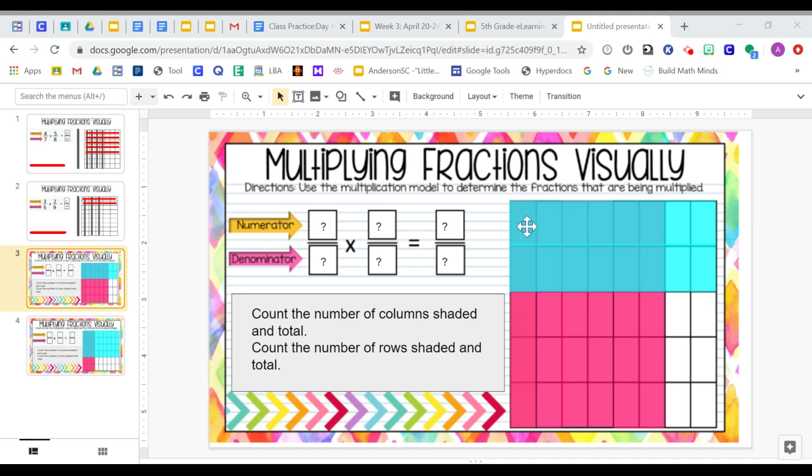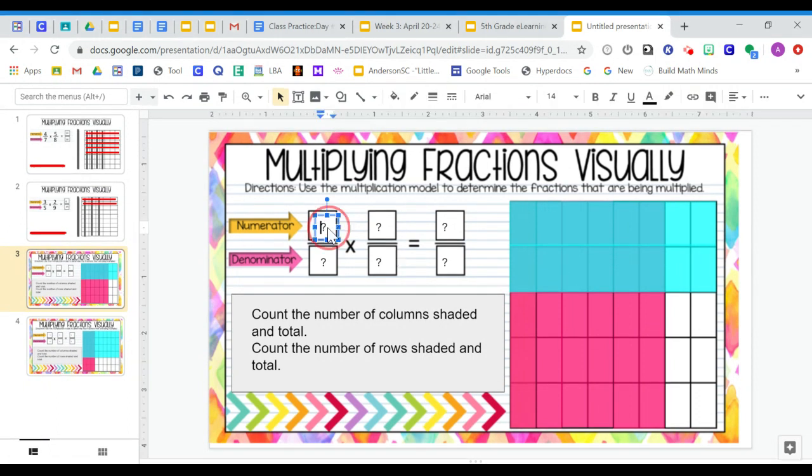As you can see, I've got a fraction being represented by rows shaded in blue, and I have a fraction represented by columns shaded in pink. I need to figure out these two fractions. Let's start with my rows in blue. I have one whole row, two whole rows shaded. So the number of rows shaded is 2.